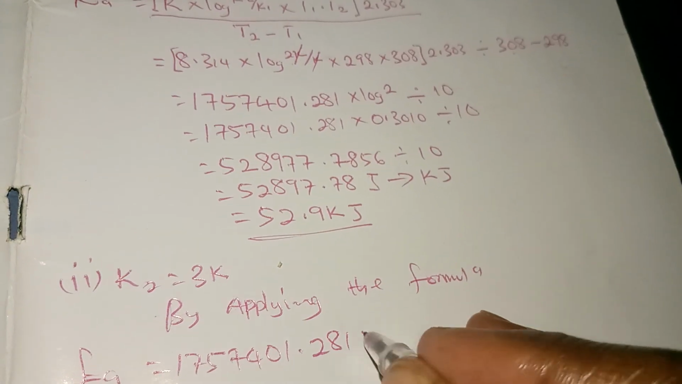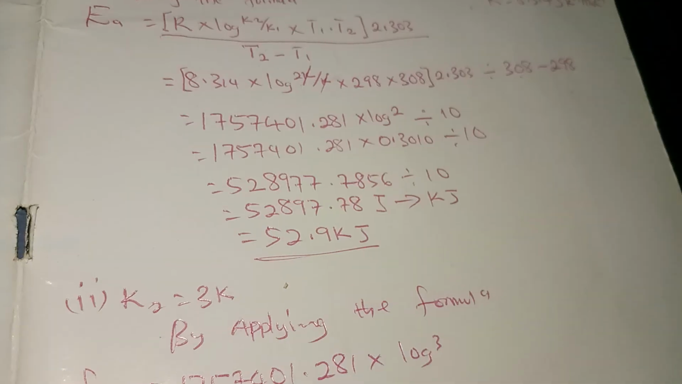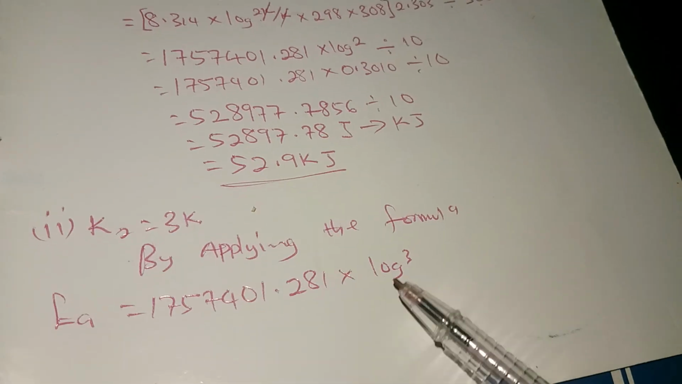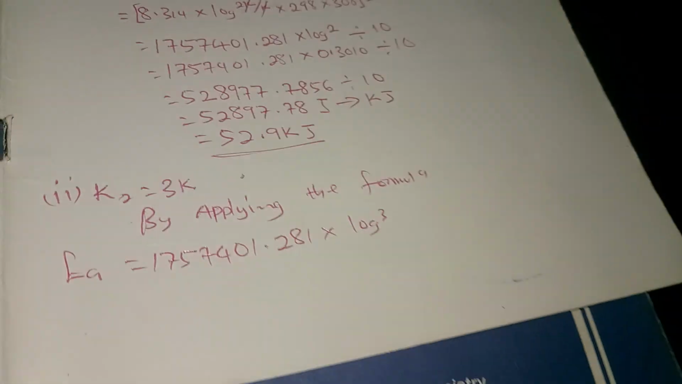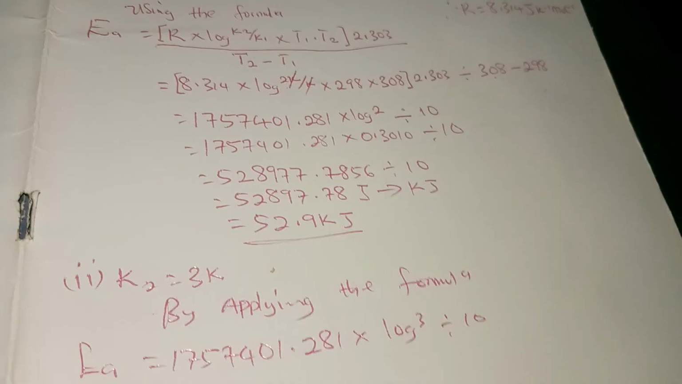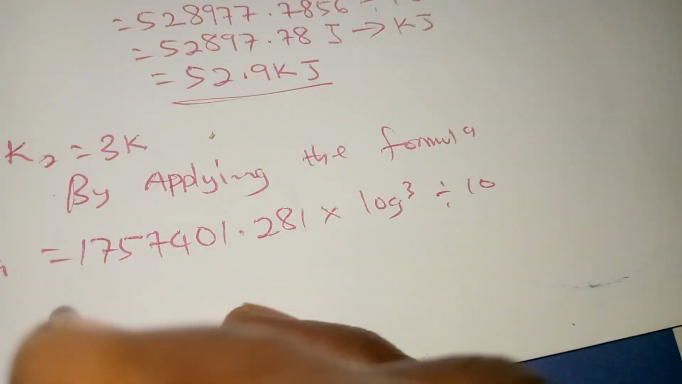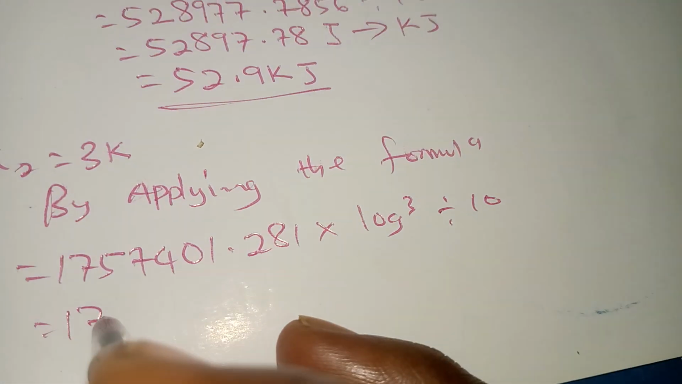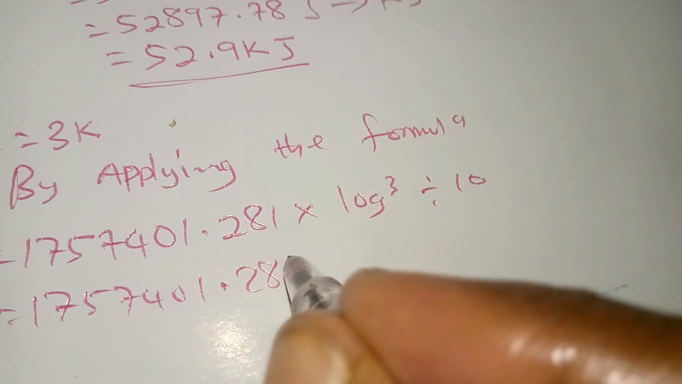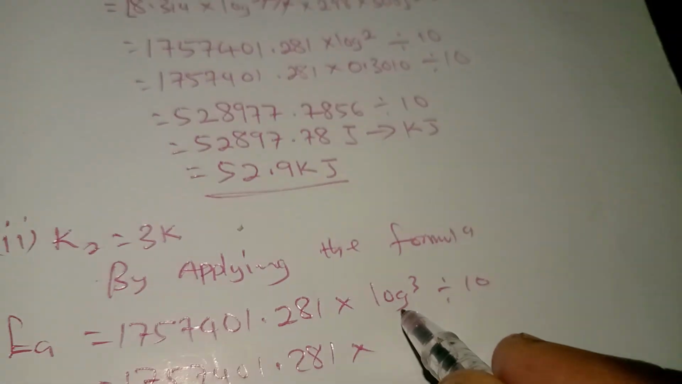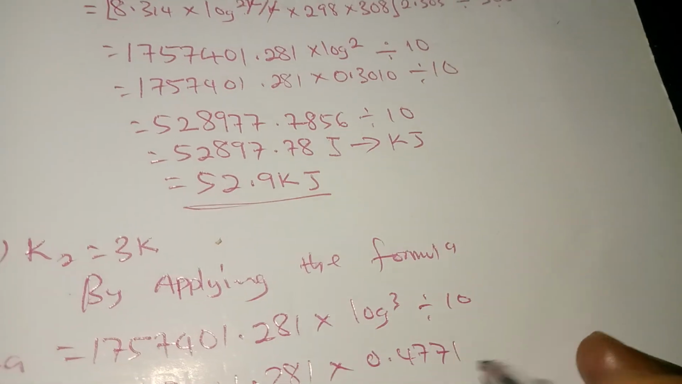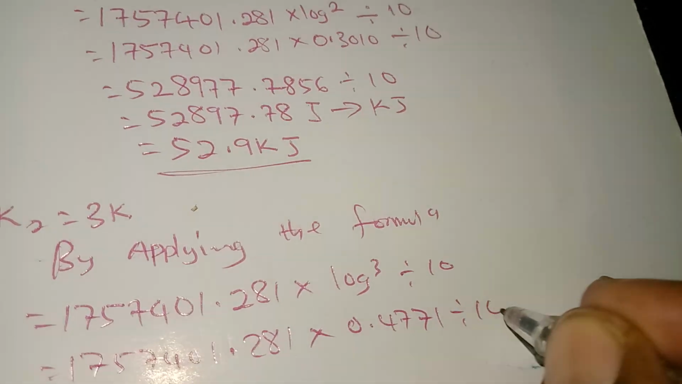1757401.281 times log 3. The other one was 2, so we had log 2. Since this one is 3, we are going to have log 3. Everything being constant, okay? Everything being the same. All divided by the same 10. So by doing this, I'm going to have 1757401.281 times what's log 3? Log 3 is 0.4771. Use your calculator, divided by 10.